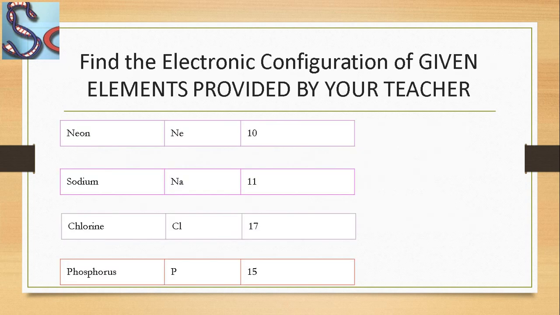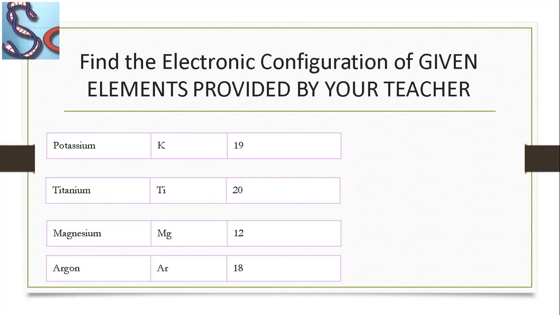Okay, now you have to find the electronic configuration of the given elements, or those provided by your teacher. Like neon, atomic number 10, sodium, atomic number 11, chlorine, atomic number 17, phosphorus, atomic number 15, potassium, atomic number 19, calcium, atomic number 20, magnesium 12, argon 18. Okay, now complete all these electronic configurations or others provided by your teacher.